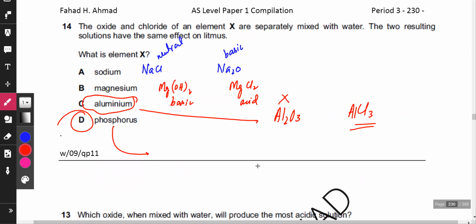If you have phosphorus oxide P4O10, that would form H3PO4. That's strongly acidic. And if you have the chloride and mix it in water, it's going to form H3PO4 again plus HCl as well. So phosphorus chlorides hydrolyze a lot, and both of them are going to form acids. So the answer is D. The two resulting solutions will have the same effect on litmus.